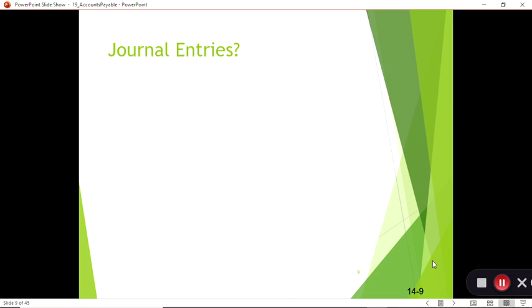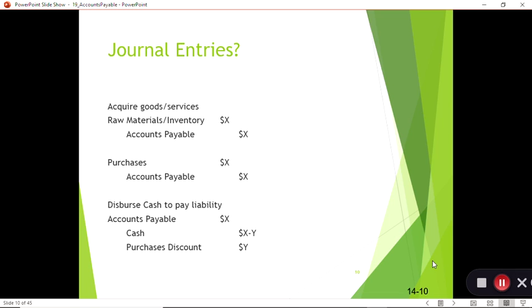So journal entries, this should be a review. You can think about what the journal entries related to accounts payable are. If you want to pause, feel free to pause it and just refresh your memory. But accounts payable is fairly straightforward. Now this does depend on the kind of inventory method you're using. If you're using a perpetual inventory method, you're going to put the debit for the acquisition to raw materials or inventory, depending on if you're manufacturing or a retailer.